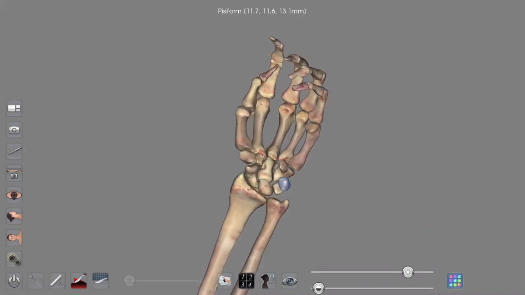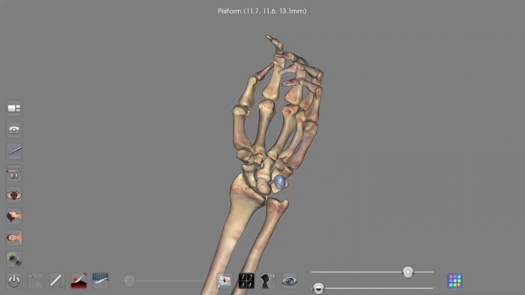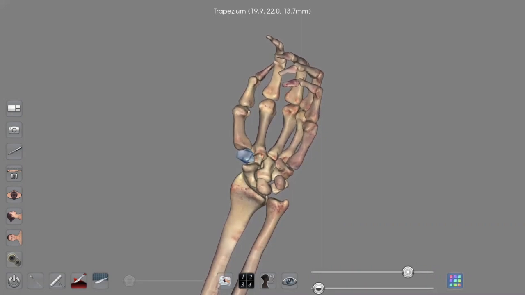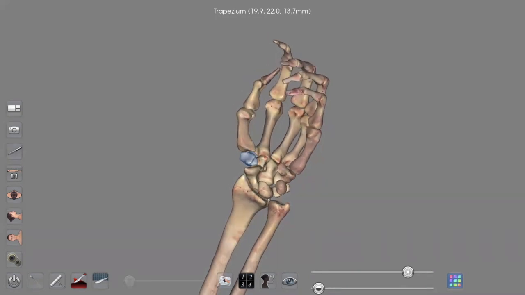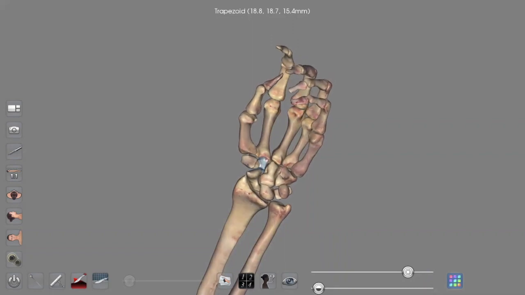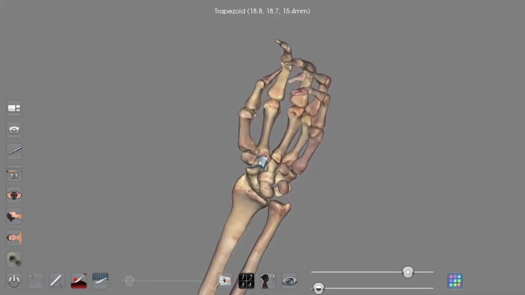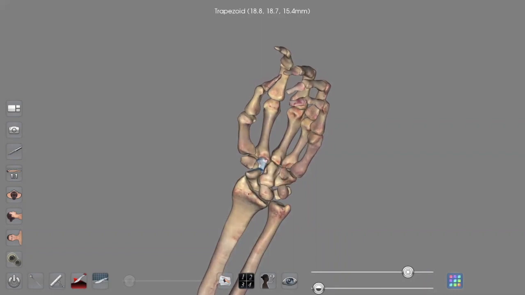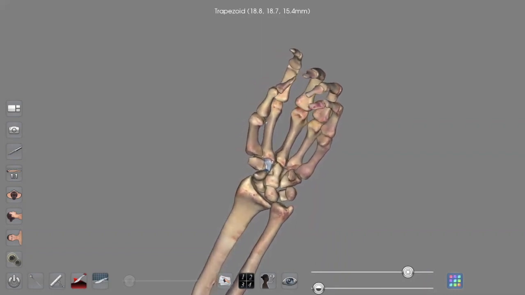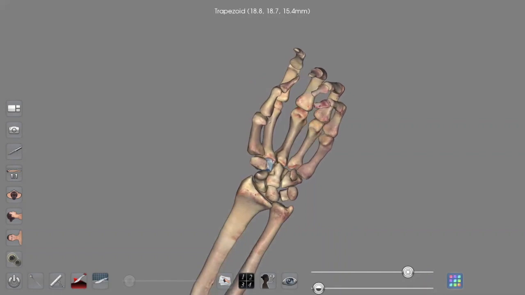Looking at the distal row of carpals from lateral to medial, first, sitting under the thumb is the trapezium. That's how I always remembered it, was trapezium, thumb. So it sits under the thumb. Next to the trapezium is the trapezoidal-shaped trapezoid carpal, which is going to articulate and sit under that second metacarpal bone. Medial to that, under the third and fourth metacarpal bones.